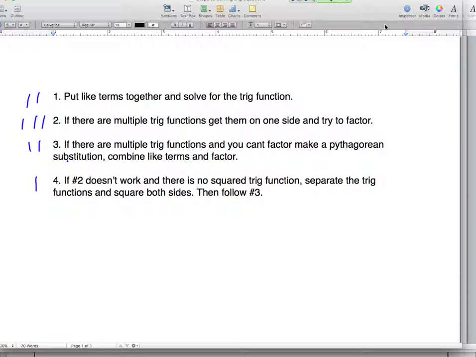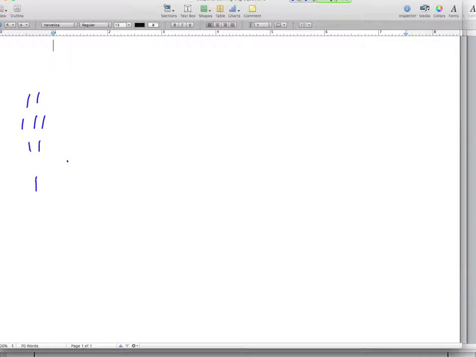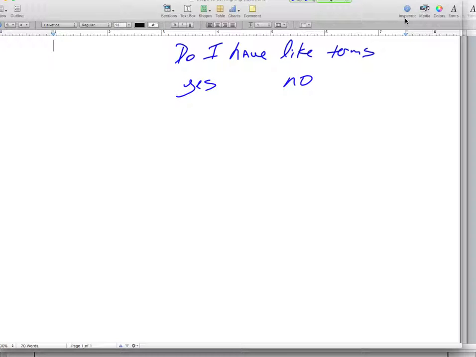Alright, so next thing I want to make is kind of a workflow, a thought process. What should you be doing? What is the very first thing we should be thinking? You should be asking yourself, do I have like terms? So we have a yes, we have a no, and we're going to go one of these two directions. If the answer is yes, what do you do? Combine like terms.